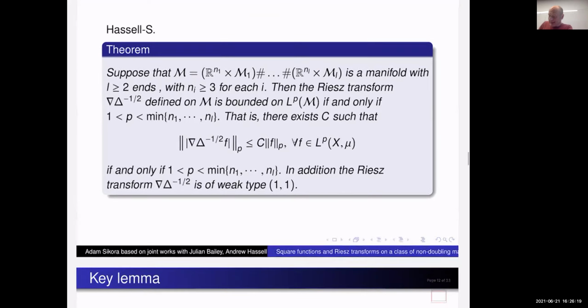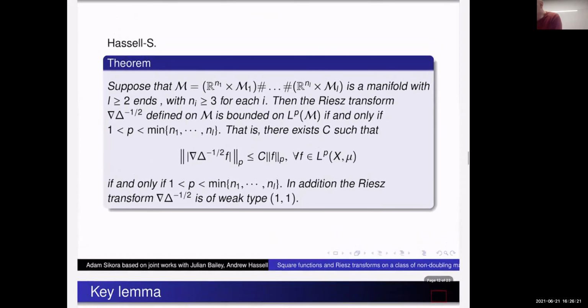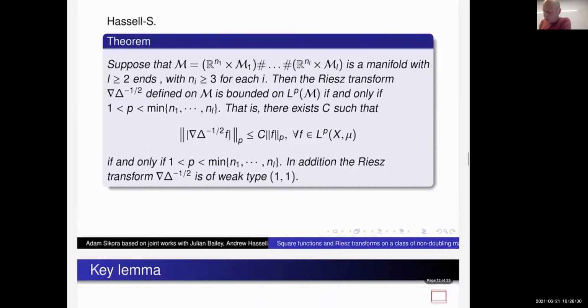So, as I said, this result is valid if n_i is bigger or equal than 3. But we also know, and this is a result with one more coauthor, the result with Daniel Nix, which considers the case where, say, n_1 is equal to 2.